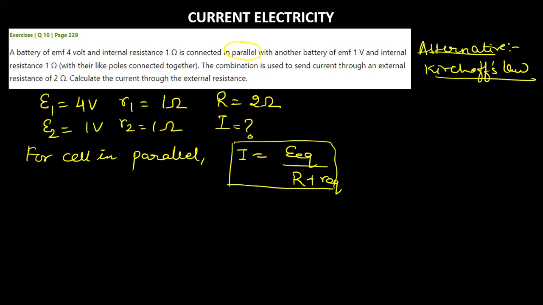Even in our textbook there is a similar sum, example number 9.2 for this chapter. They have used the same type of sum, the values are changed, the question is the same. They have solved it using Kirchhoff law. I am using an alternative method.